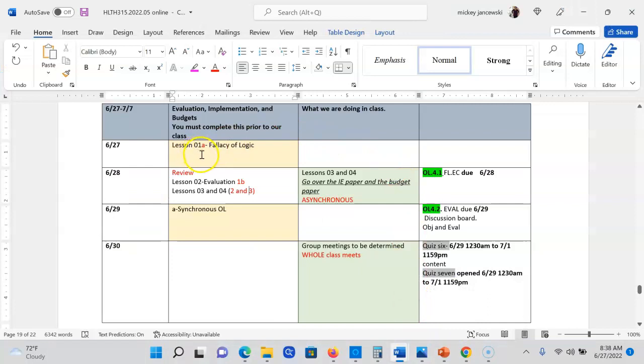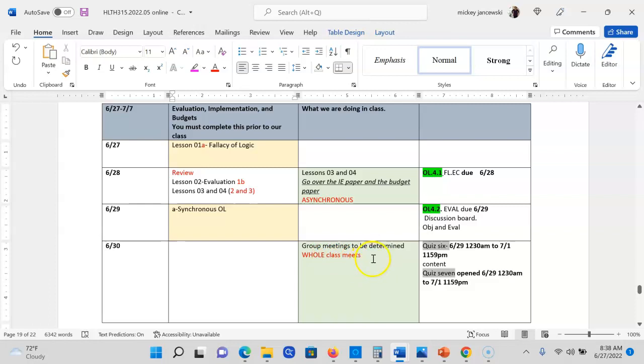And to summarize, Monday, like always, is asynchronous. You have a paper due, and you have the fallacy of logic extra credit lesson. Tuesday is different than all the other Tuesdays because on Tuesday we will be asynchronous. You need to complete evaluation, lesson 1B, because the discussion board is due Wednesday, and you need to go through all of lessons 2 and 3 as they are stated in Blackboard, and you need to do that before we have class on Thursday.